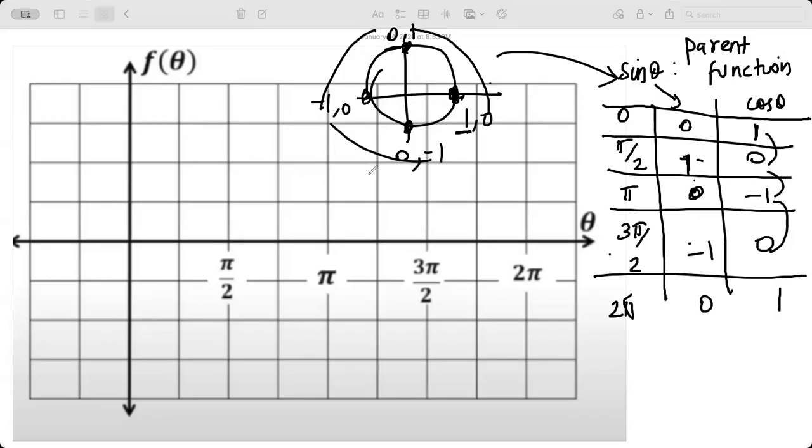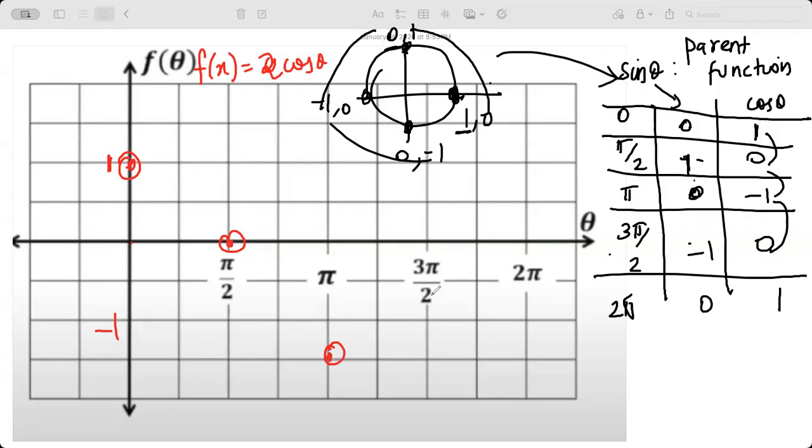Now, if I add amplitude to this, I'm just adding amplitude. So if I want to graph f of x equals 2 cos theta, first I'll draw my parent function, cos theta. Let's say this is 1, this is minus 1. At 0, I have a 1. At pi by 2, it goes to 0. Then pi is a minus 1.